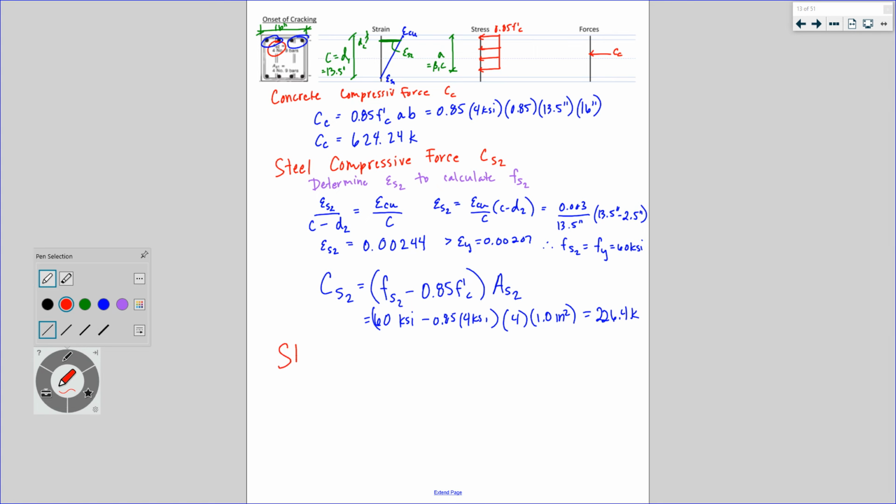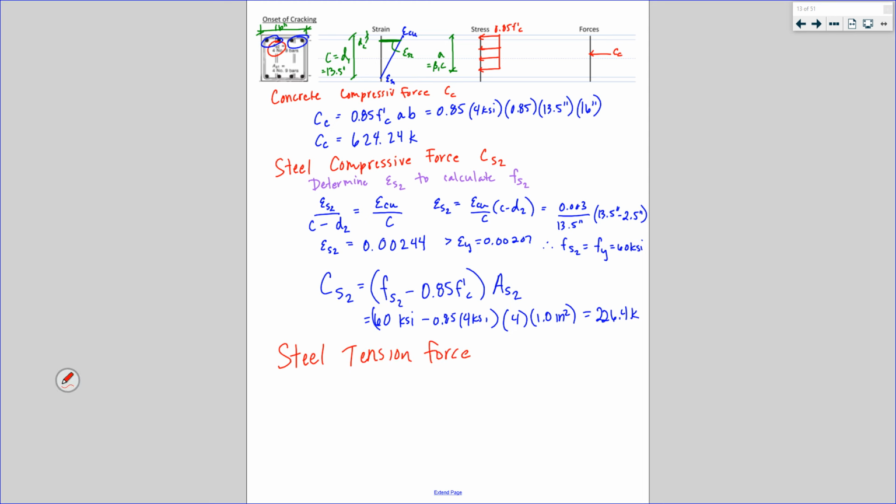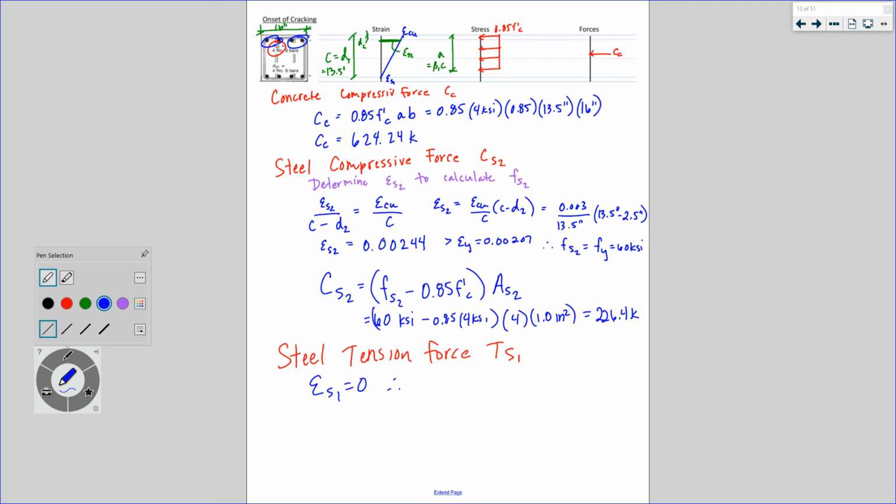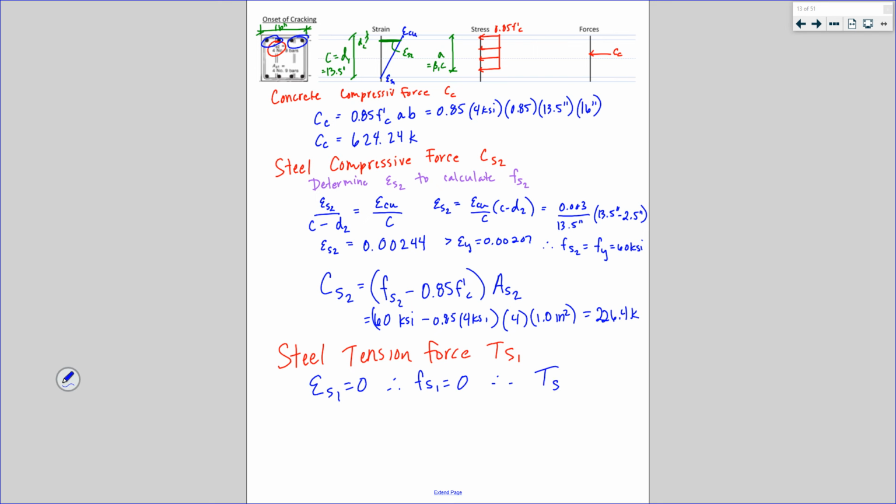What about my steel tension force? Well, my strain in that steel is equal to 0. Therefore, my stress in that steel is equal to 0. Therefore, my force in that steel is equal to 0.